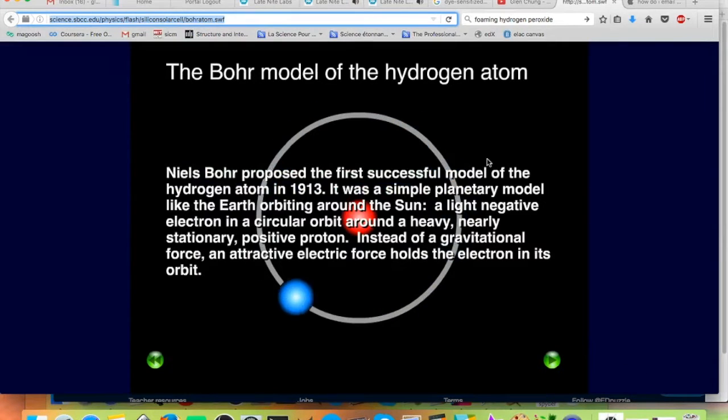This is a picture of the Bohr model of the atom. It will help you very much when you try to understand why the flame tests change the color of the flame.